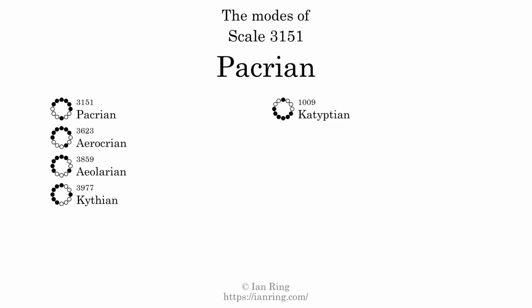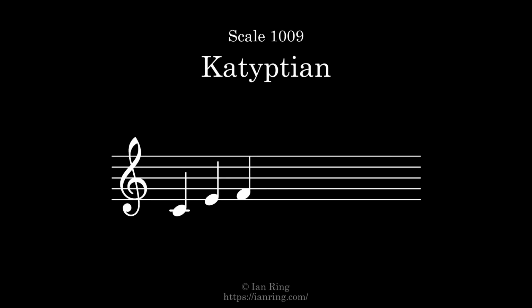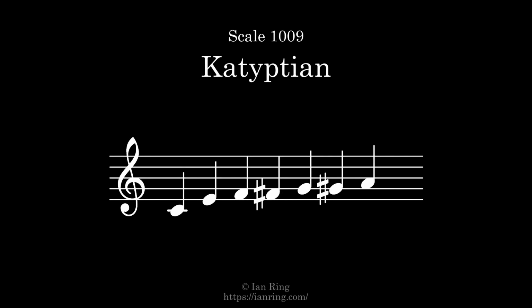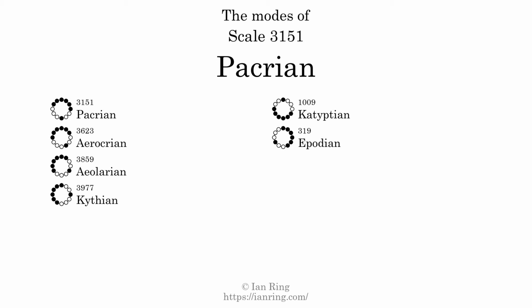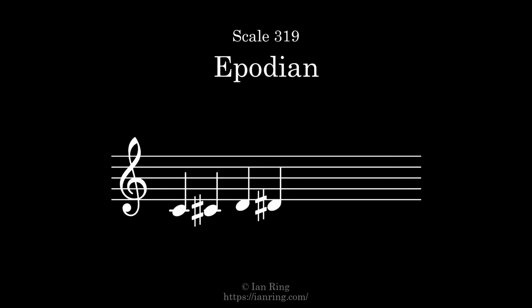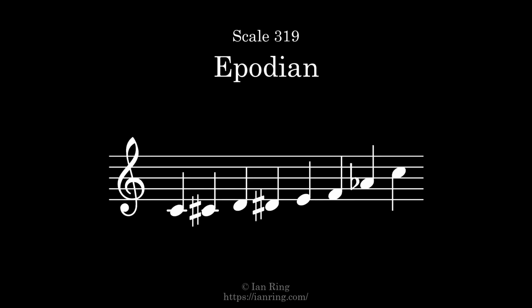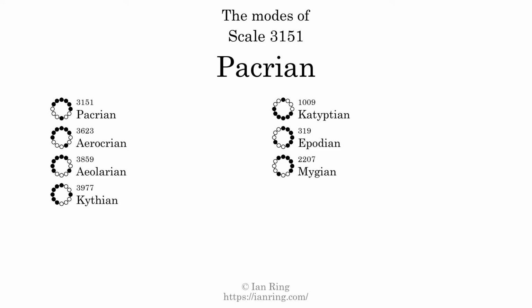The fifth mode is scale 1009, also known as Catyptian. It sounds like this. The sixth mode is scale 319, also known as Apodian. It sounds like this. The seventh and last mode is scale 2207, also known as Myjan. It sounds like this.